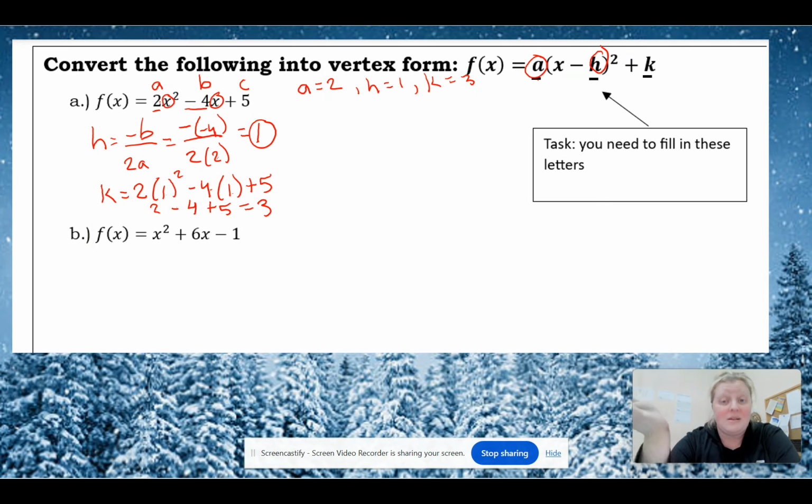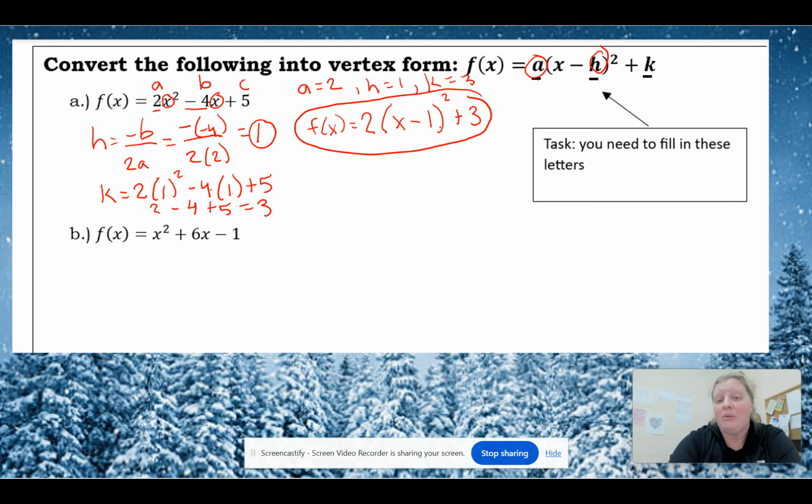Your work is basically done. All you have to do is present your answer. So I'm going to write this whole formula that's up here, except I'm going to replace a, h, and k. So we have f of x equals, my a value is 2, and then parenthesis, x minus my h value of 1 squared plus my k value of 3.